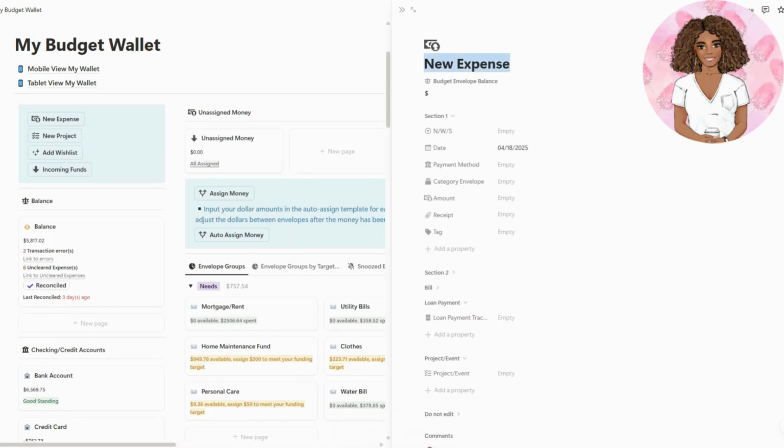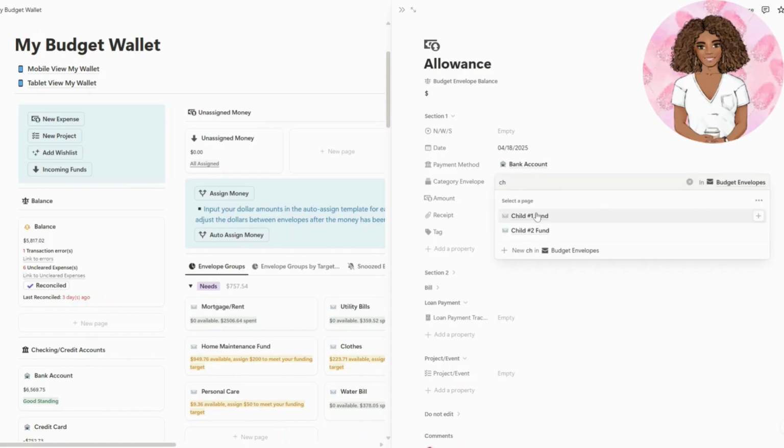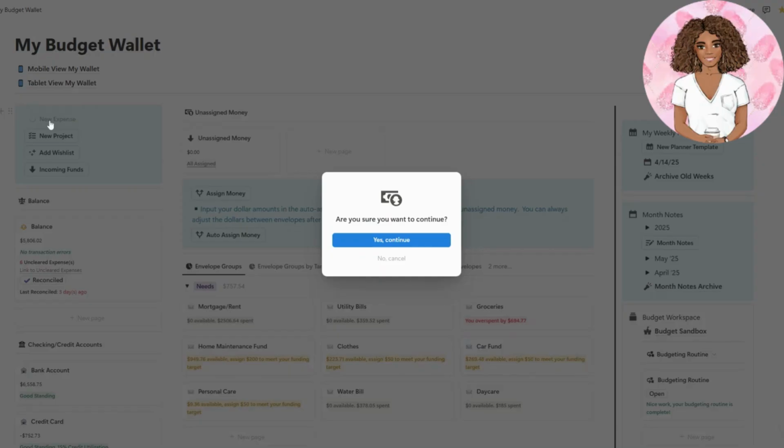The next is I paid out one of the kids' allowances from my bank account, and it came out of child number one's fund, and the amount is $11, and that's it. It's showing here that I have a negative balance, but once I enter my paycheck in and assign the money to the tutoring envelope, that will be taken care of. So we can just close that and keep moving.